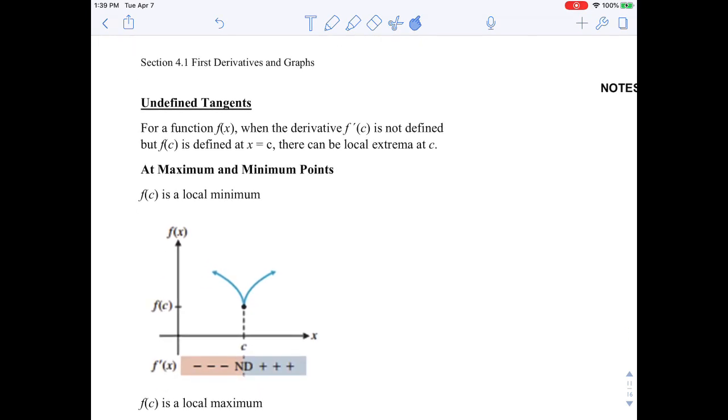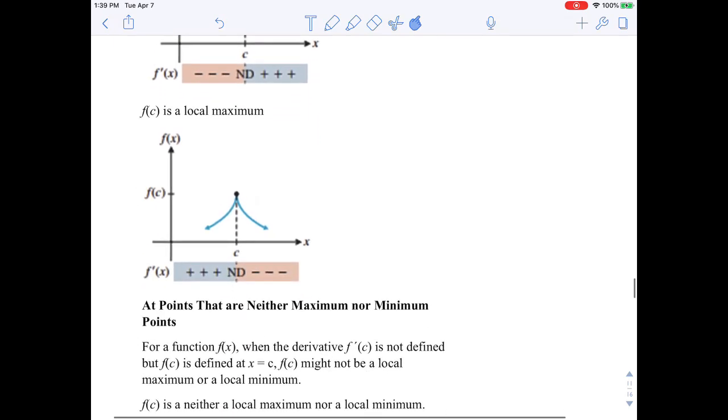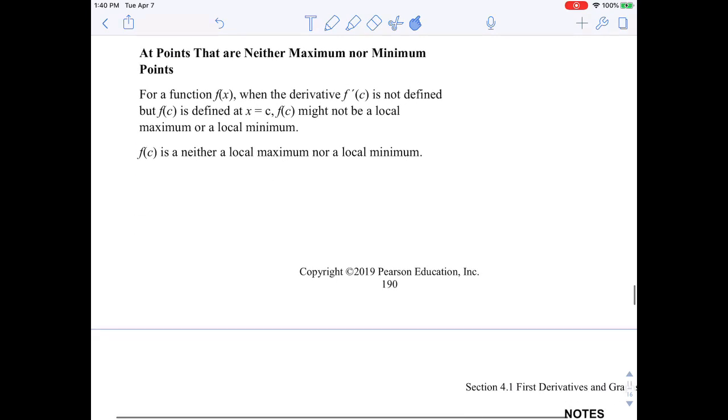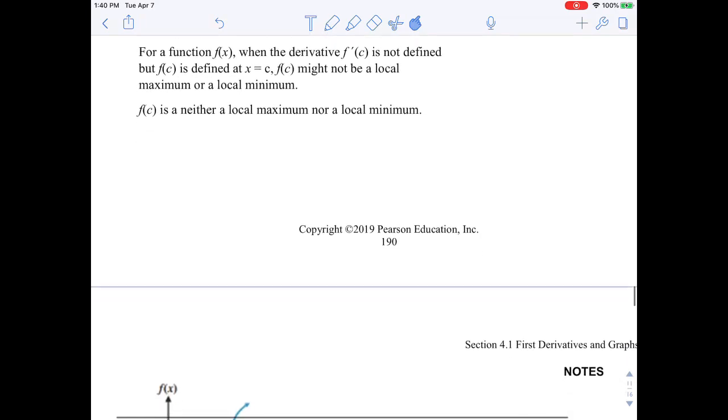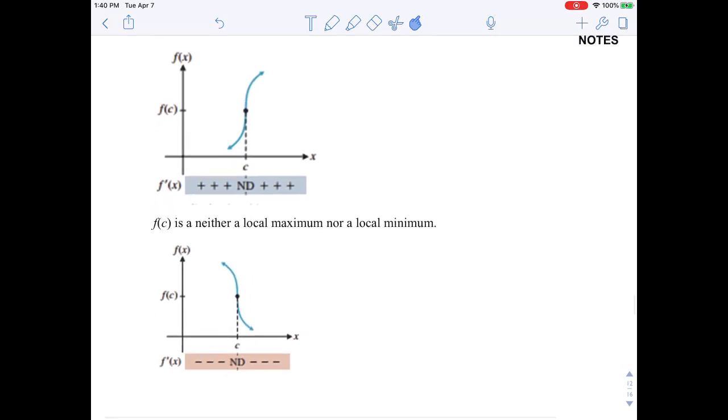When we have an undefined tangent, such that it creates a V, it's negative on one side, positive on the other side. Not defined means that we would have a vertical. So that's a local min, a local max. Points that are neither maximums nor minimums is when our first derivative is not defined, but our original function is defined. So that's where it's kind of changing concavity, which we'll see in our next section.